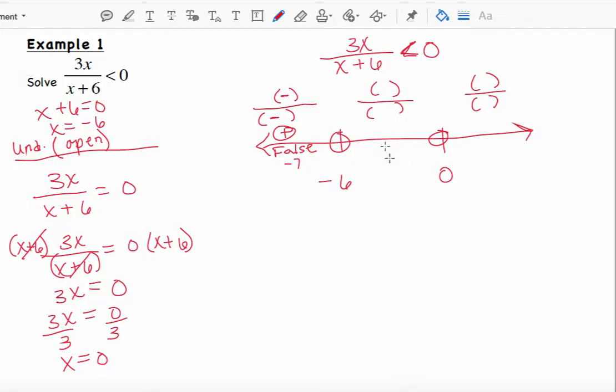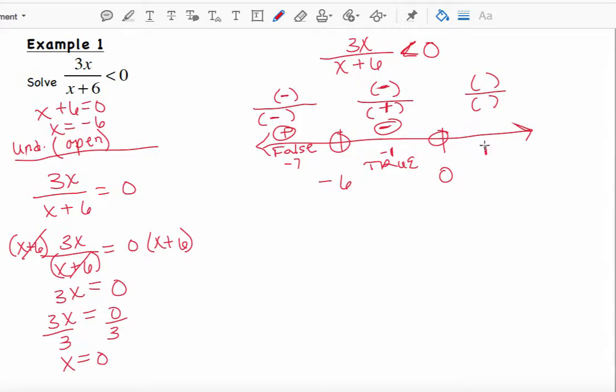And let's go ahead and try something in between here. I'm just going to try -1. Doesn't really matter what you try in your interval. So -1 times 3 is going to be -3. -1 plus 6 is +5. And a negative divided by a positive is a negative overall result. And is a negative less than 0? The answer is true. So we're true here in the middle.